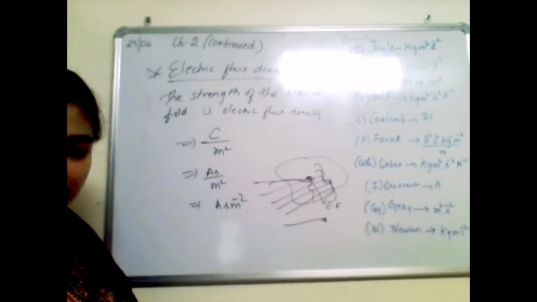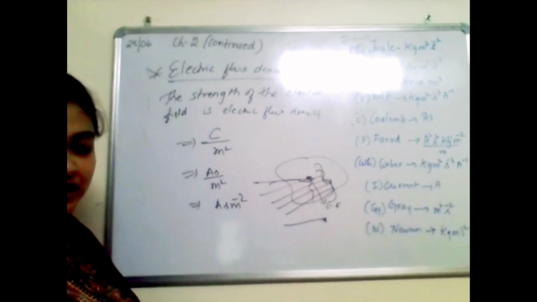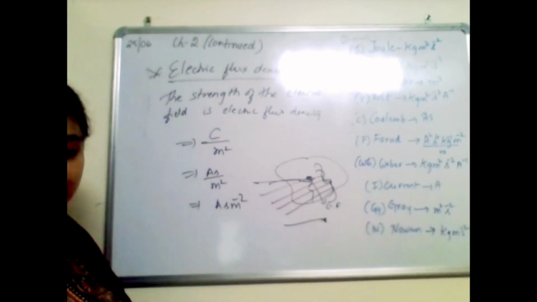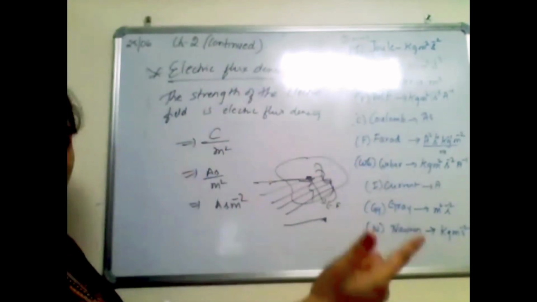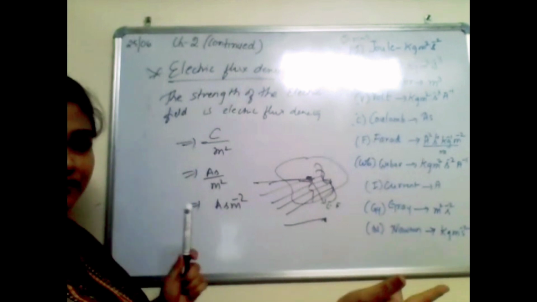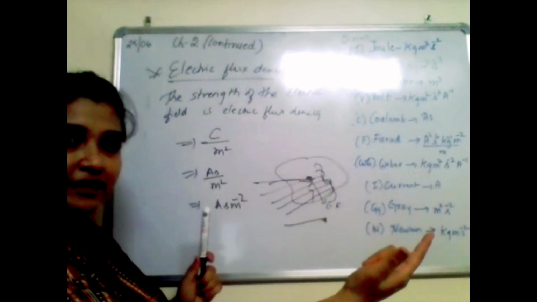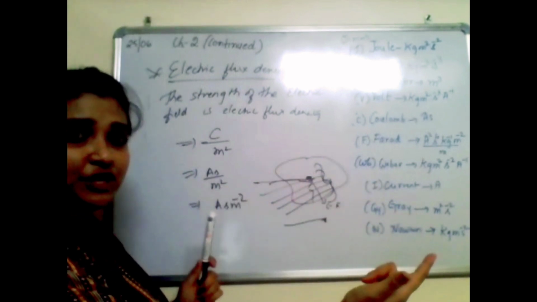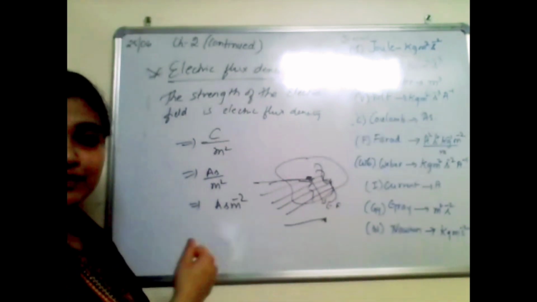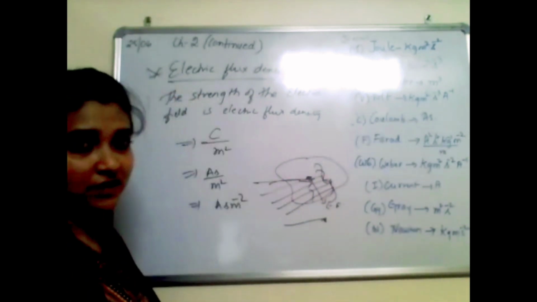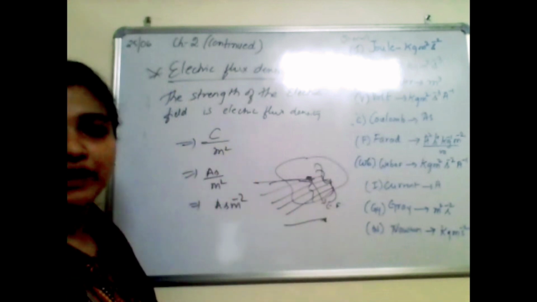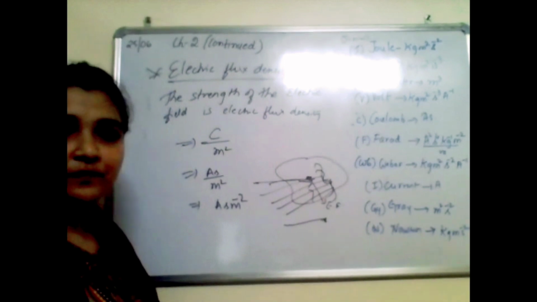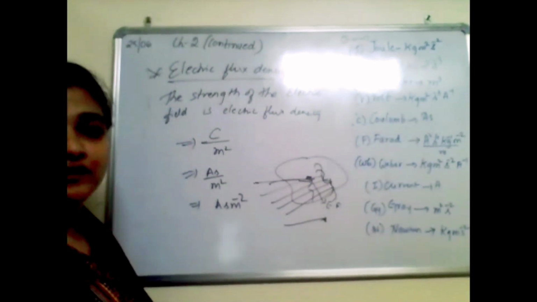Clear? So the difference between electric field strength and electric flux density is, here it is volt per meter, how much potential difference it carries in an electric field. That is when we say it is an electric field, once we know that there is potential difference. But flux density just depends on charges, completely on charges. That is why we write coulomb per square meter. Clear, children?